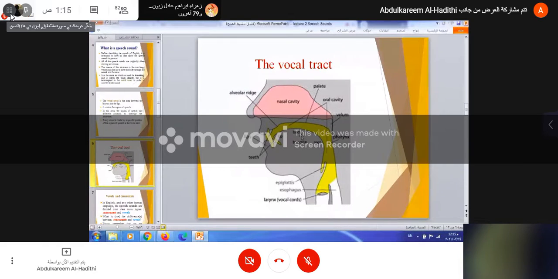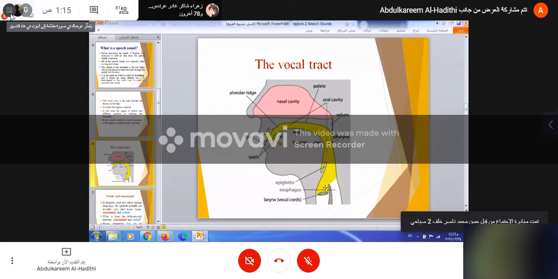The organs of speech: the two lips, the teeth, the tongue, the alveolar ridge, the palate, the hard palate, the soft palate, the pharynx, the larynx, the vocal cords. All these are called the organs of speech.